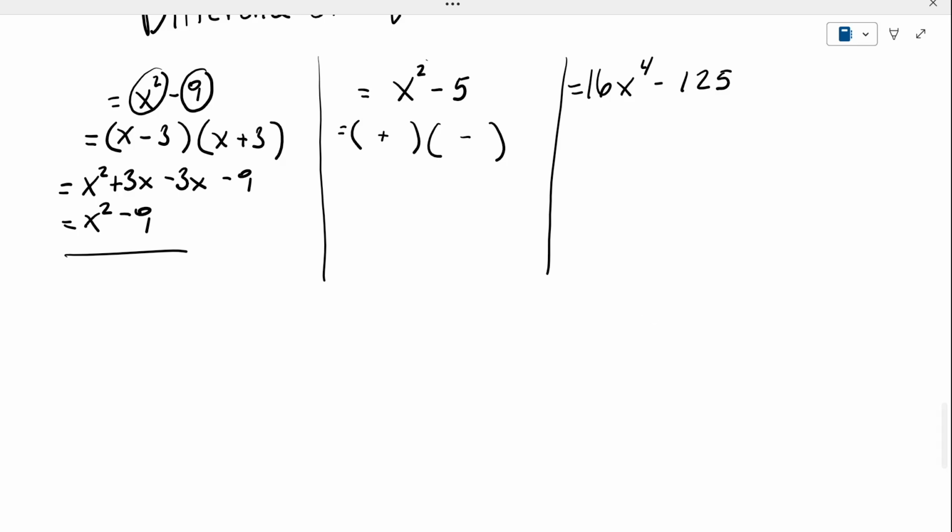And then take the square root of the first value here and the square root of the second value here. So the square root of x squared is x, and the square root of 5 is the root of 5. Just like this. We don't need to simplify. And this is our factored form of this function.